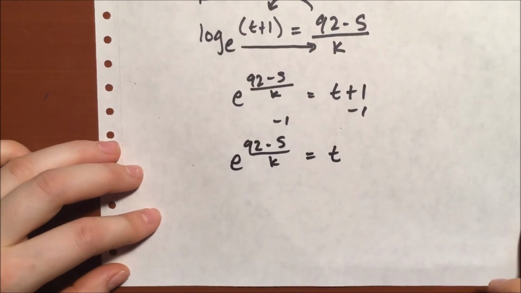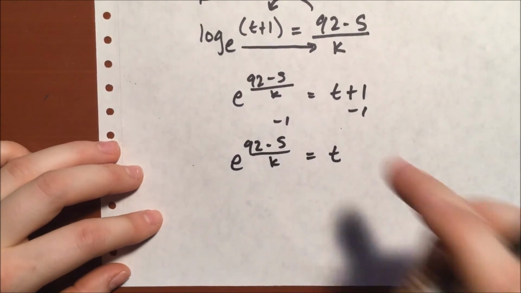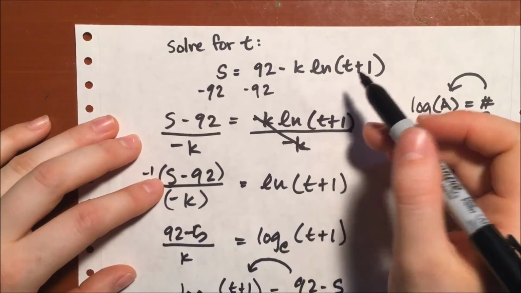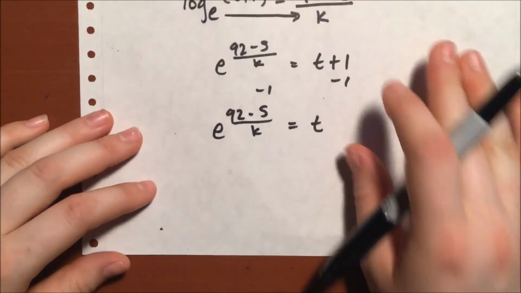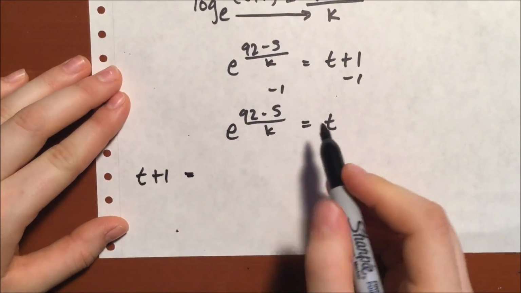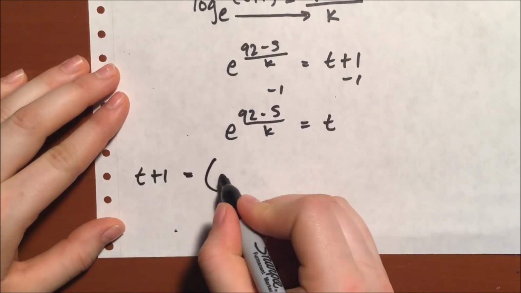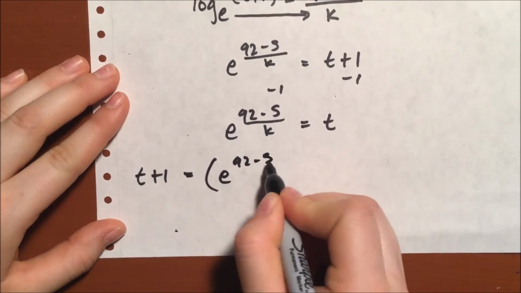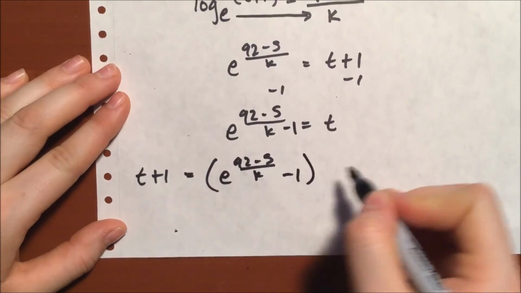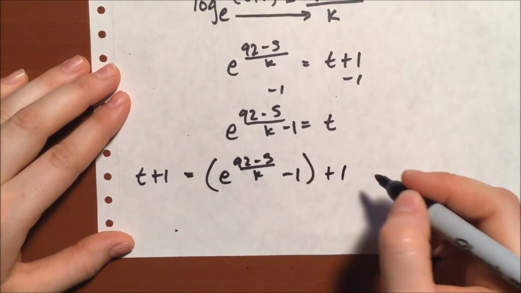Now, because this is a logarithmic equation, I'm going to have to check to make sure that t, when plugged into my argument, does not make it negative. So my argument is t plus 1, so I have t plus 1. When I plug in the value for t, I get e to the 92 minus s over k, oop, that's a minus 1, minus 1 plus 1.